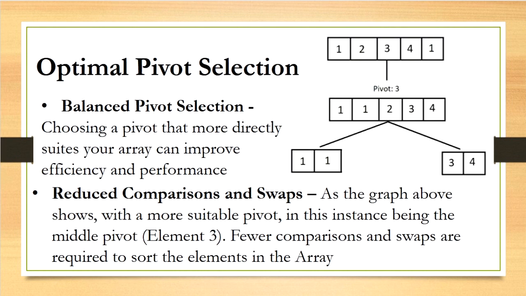In the previous slide, we saw how the choice of the pivot can affect the efficiency of quicksort. Here we take a different approach by selecting a more balanced pivot element, such as the middle element, or 3, from the array. By selecting a better pivot, we avoid the worst-case time complexity and improve the overall performance of the quicksort.